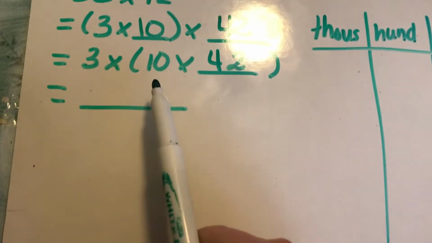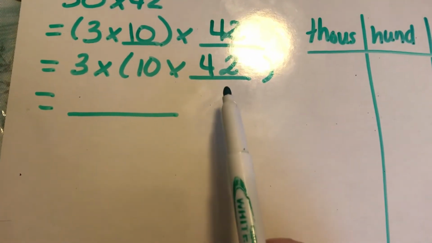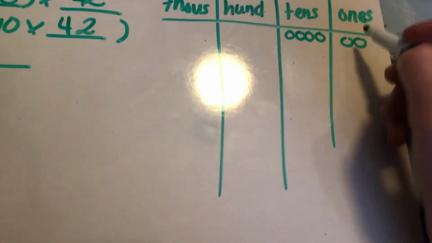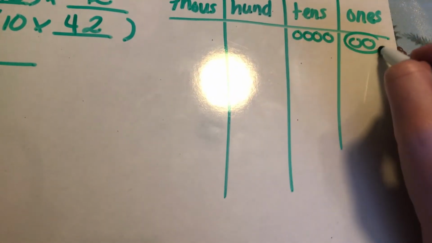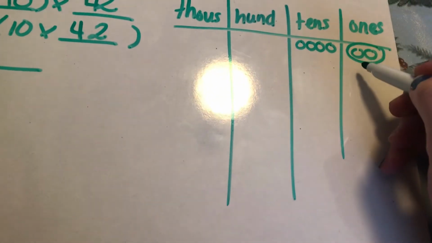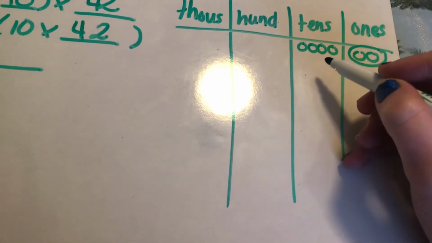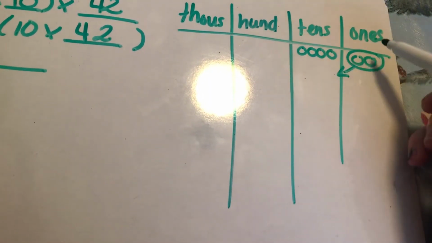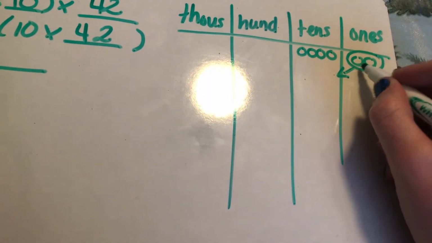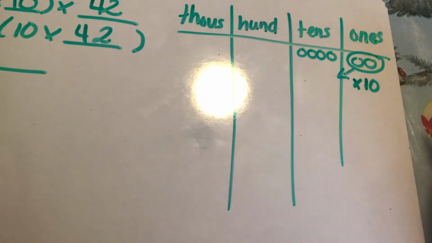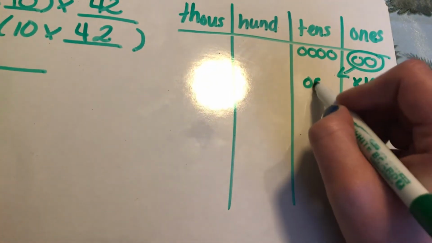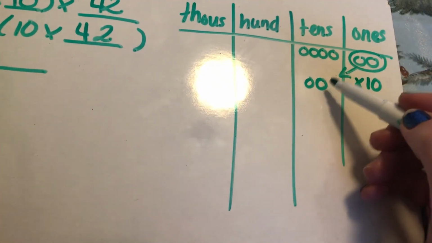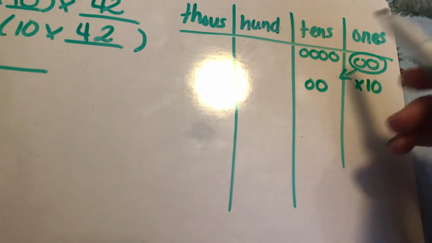My equation shows that we are doing 10 times 42 first, because we do what is in the parentheses first. So how I'm going to do that is I'm going to go ahead and circle my ones. And when I multiply by 10, that means it's getting 10 times bigger. So it's going to go to the next place value to the left. So 2 ones times 10 would mean that I have 2 tens now. Okay, and I draw them lower because I still have to take care of my tens that were originally here.